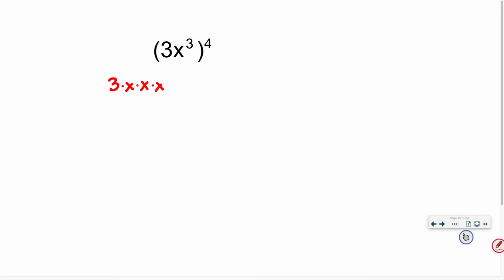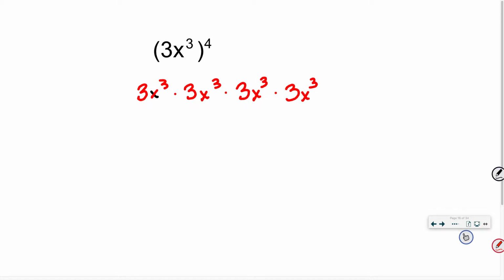Right, okay, so I'm gonna backtrack. We are eventually gonna get here, but at its most basic level, we're multiplying 3x cubed 4 times. Can I break out 3x cubed? Yes. What is that? 3 times x times x times x. Okay, so that's 3x cubed broken out. So I'll just break out the other ones.